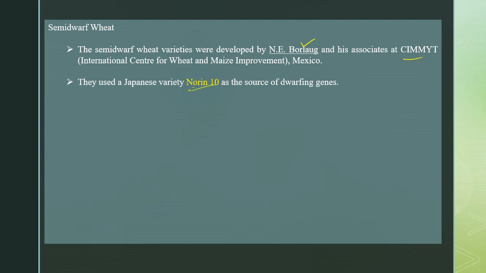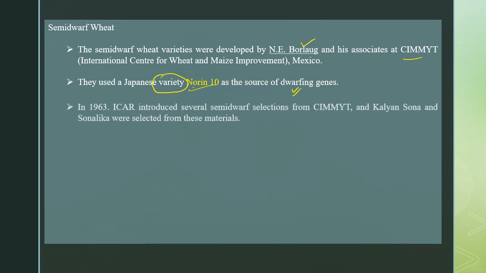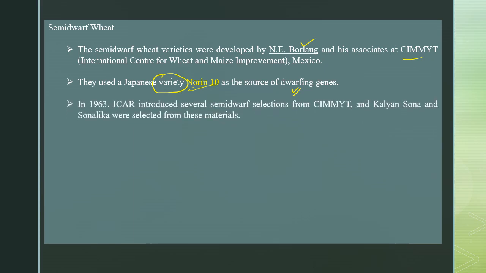After that, he used the Japanese variety Norin 10. It is often asked in the exam which variety is used as a source of dwarfing gene. There is Norin 10. This one is the variety, not the gene. Okay. After that, in 1963, ICAR introduced several semi-dwarf selections from CIMMYT. From CIMMYT to India, ICAR introduced some varieties like Kalyan Sona and Sonalika. These were the primary introductions.